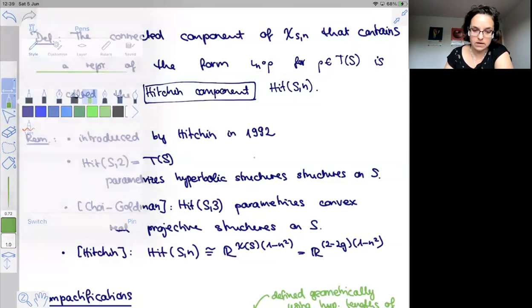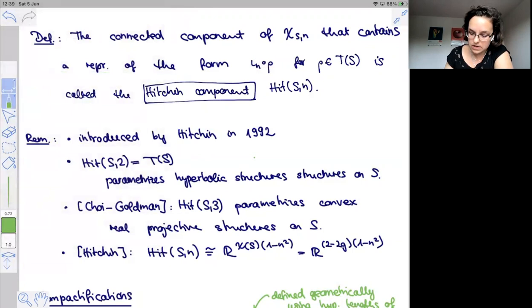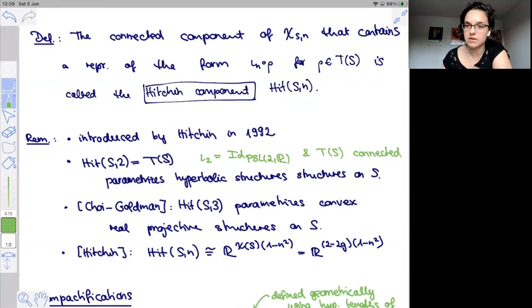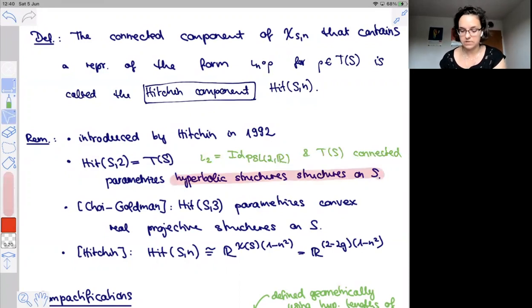And maybe why is this? Because if you look at ι_2, you just get the identity on PSL(2,R). And Teichmüller space is connected. So you take the connected component of an element in Teichmüller space, you recover Teichmüller space. And it turns out that elements in Teichmüller space parametrize hyperbolic structures on our surface.